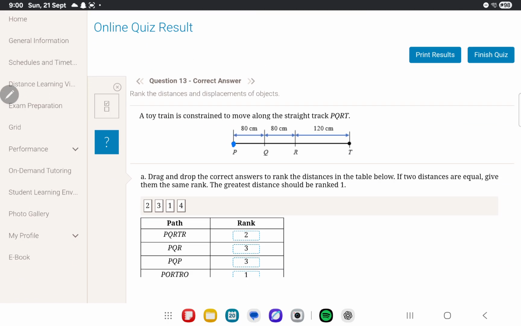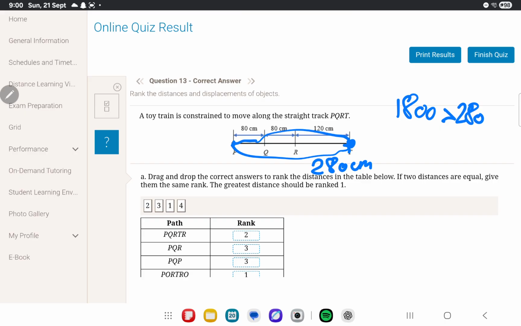However, the difference from P to T is the greatest displacement it can possibly cover, right? Because this is from one end of the track till the other end. So this is the greatest distance it can cover. Add them all up, 80 plus 80 plus 120. 160 plus 120 gives you 280 centimeters. Now, 1,800 centimeters is obviously greater than 280 centimeters, right? So that means it can actually cover this displacement and back and again and back.